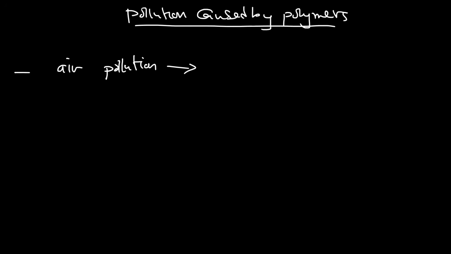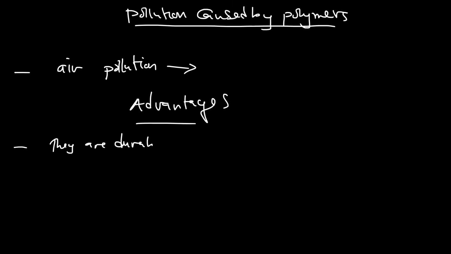So that is another thing that you need to look at. Now, what are the advantages? What are the good parts of having synthetic polymers? What are the advantages of synthetic polymers? One, they are durable, easy to use, light. They are thermal and electric insulators. They are flexible to use, as I've already said. So these are some of the advantages.